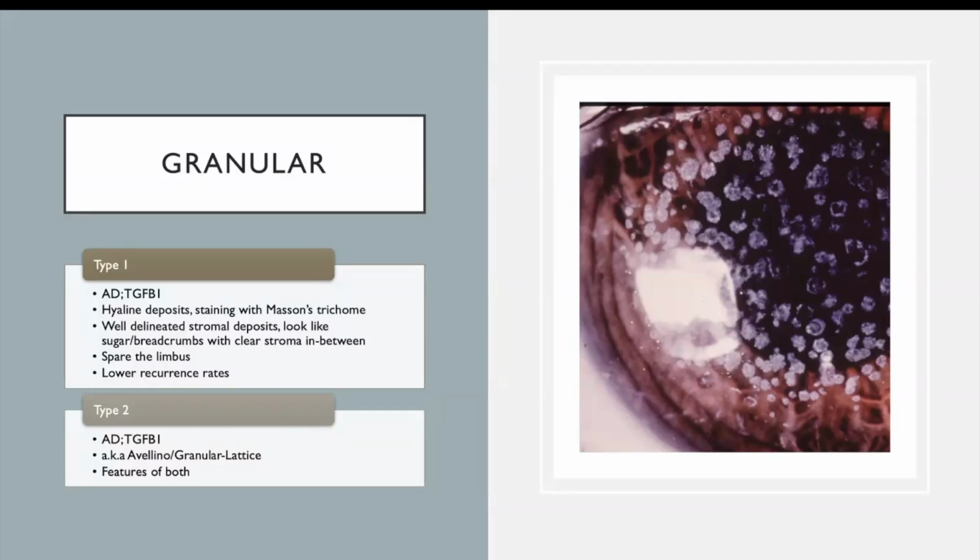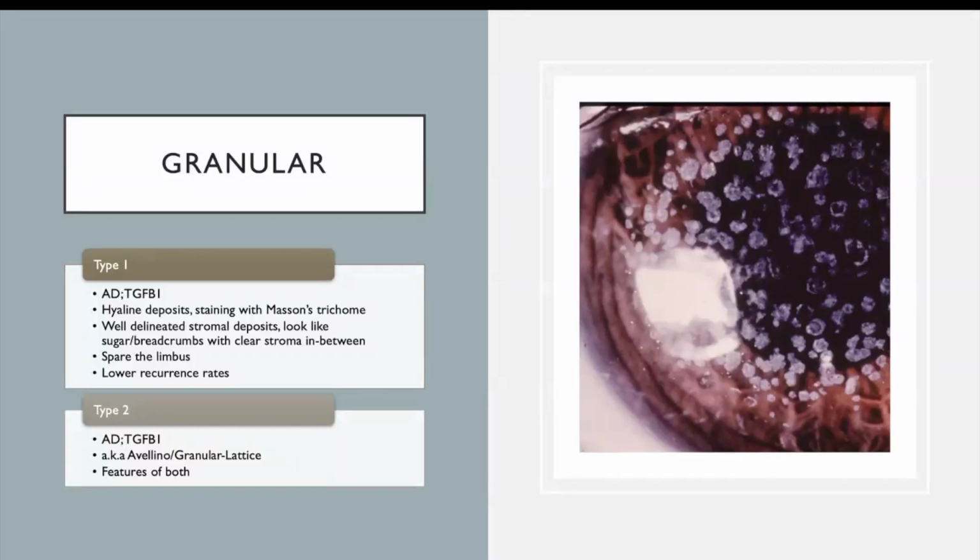But with granular, you get these very well demarcated, sort of almost like sugar crystal-like deposits within the stroma. And importantly, the stroma in between these deposits is clear. And that's one of the easiest ways of differentiating between granular and macular. They have lower recurrence rates when you're looking at grafts.